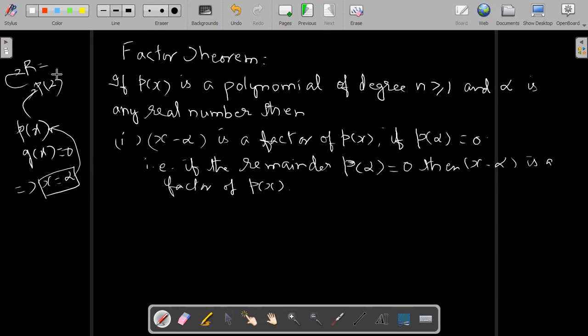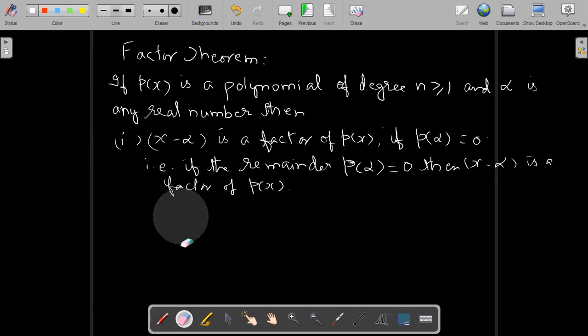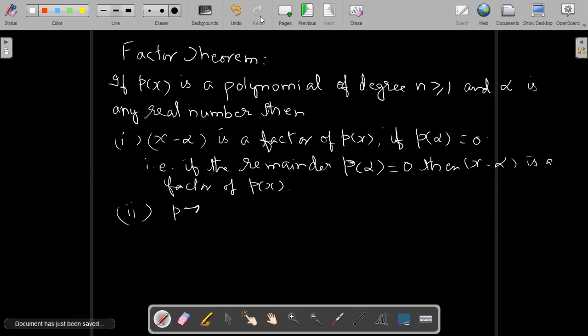Just we have to check whether the remainder is 0 or not. If the remainder is 0, then it is a factor. If the remainder is not 0, then it is not a factor. Okay. Got it? So same procedure, just we have to check whether it is 0 or not. And the vice versa, the converse statement of this one: if the remainder is 0, then it is a factor. If it is a factor, then the remainder will be 0. So p(alpha) is equal to 0.